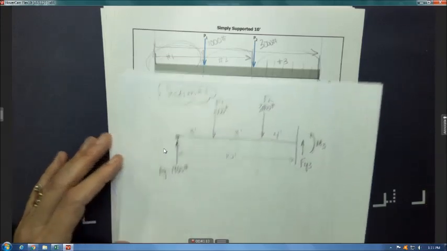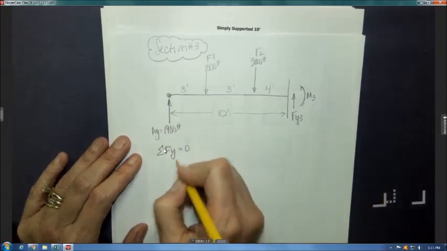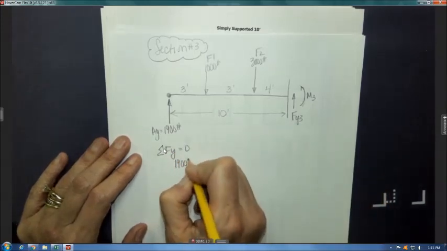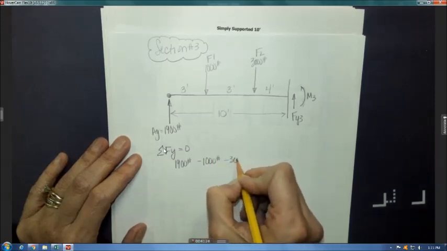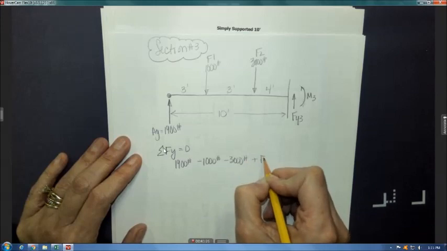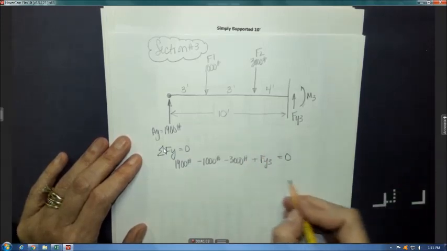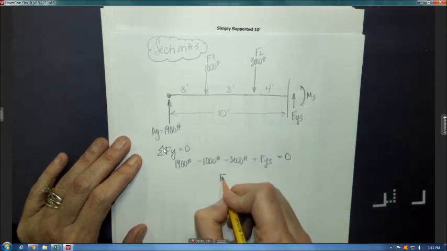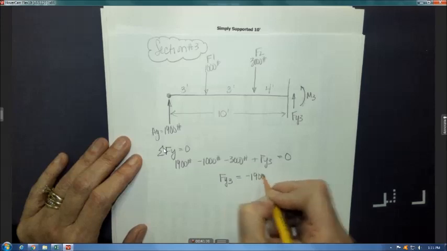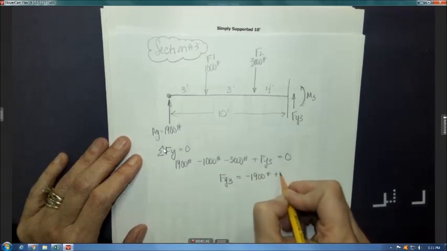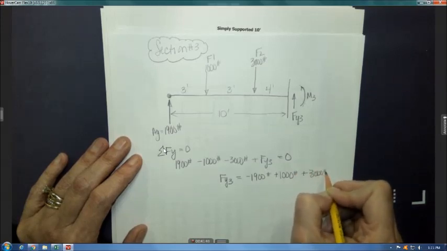So now, let's calculate for the shear. Summing the forces in the y direction equal to 0. We've got 1,900 minus 1,000 minus 3,000 plus Fy3 equal to 0. So putting that all to the other side, I get Fy3 is equal to negative 1,900 plus 1,000 plus 3,000.